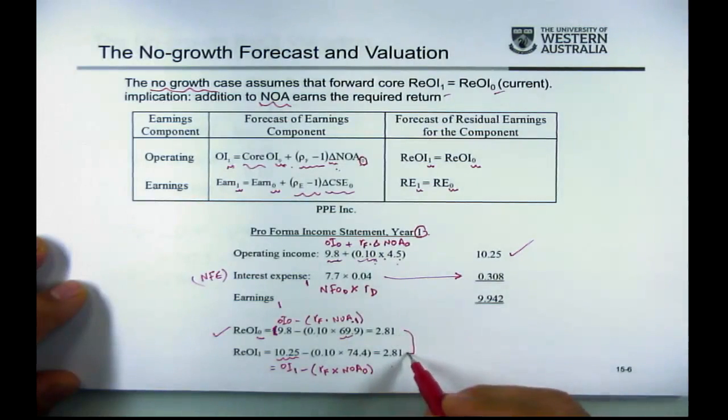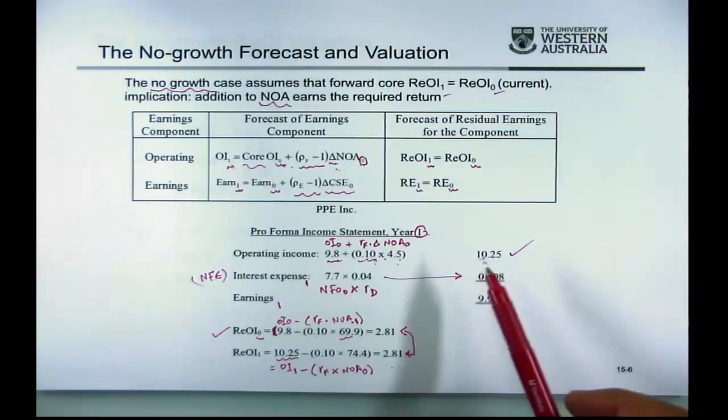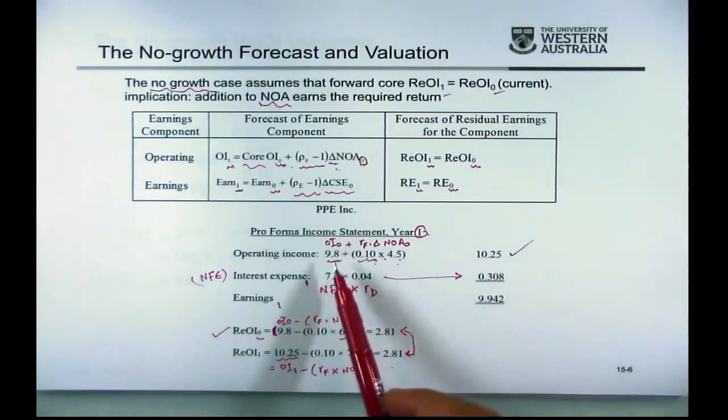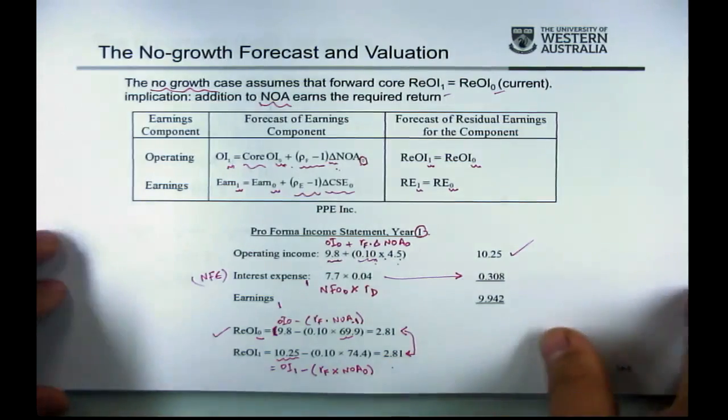As we can see, the two residual operating incomes are the same. There is no growth in the residual operating income. Okay? There is a growth in the operating income. As you can see, this year's operating income was 9.8. Next year it is 10.25. So there is a growth in the operating income and earnings also. But there is no growth in the residual operating income. Okay?